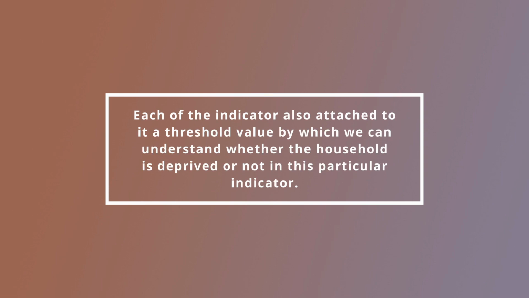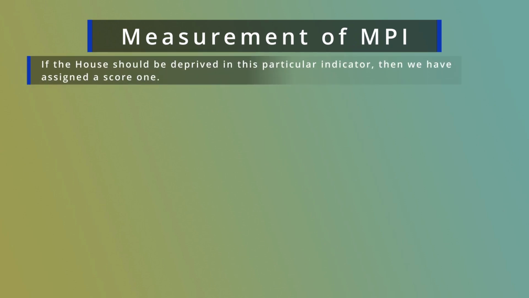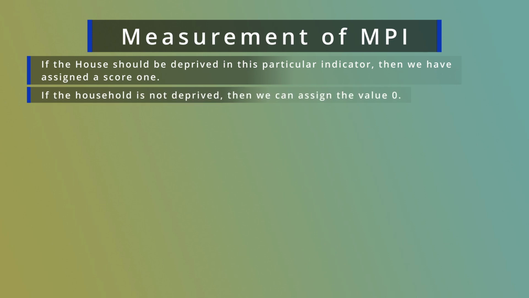Now the methodology of the measurement of this multidimensional poverty index. First, we try to understand the achievement of the household in respect of these 10 indicators, and the available information of all households in a country in these 10 indicators is treated as the achievement matrix. Each indicator is also attached with a threshold value by which we can understand whether the household is deprived or not in this particular indicator. If the household is deprived in this indicator, then we assign a score 1. If the household is not deprived, then we assign the value 0.